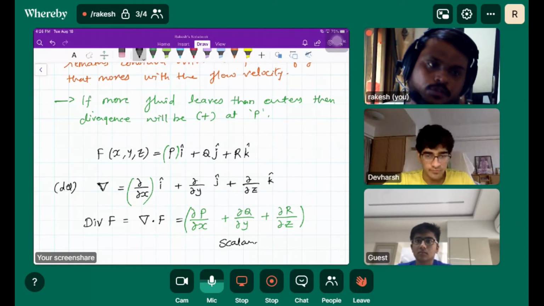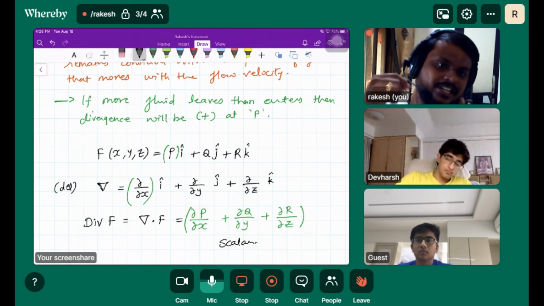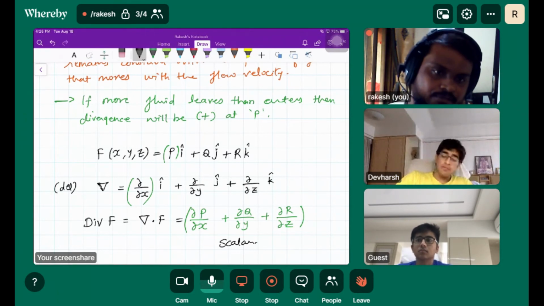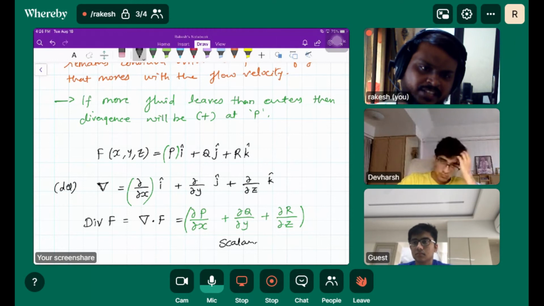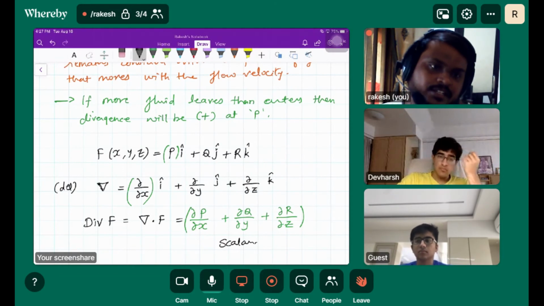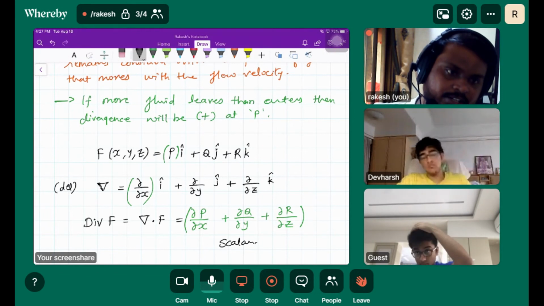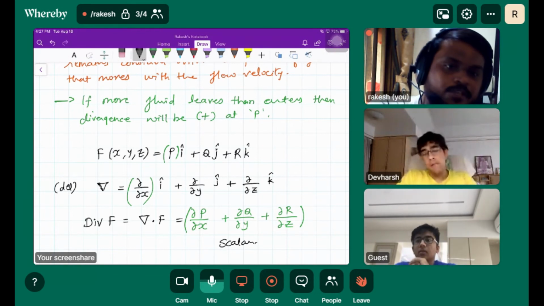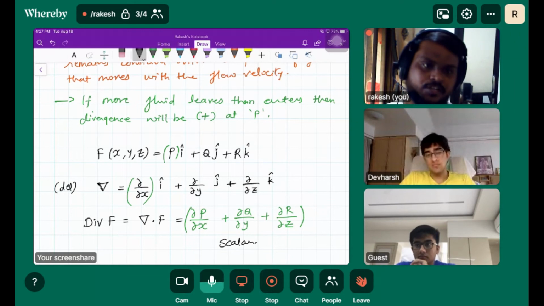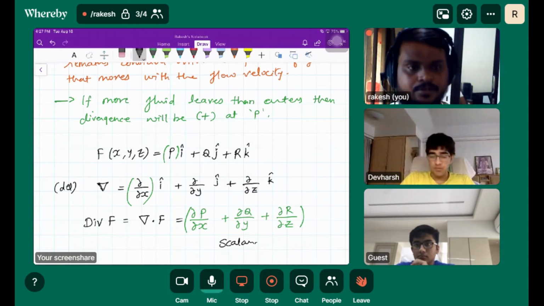That's the whole logic here, since del upon del x is the partial derivative. P, Q, and R are three different functions. If we had the same function, just f, it would give you the gradient of the function. Here there are three different functions, P, Q, and R, which come out of the vector field given to you. Got the idea?